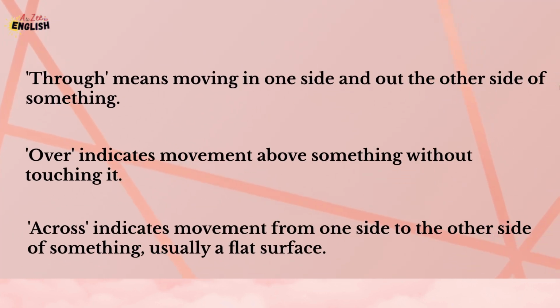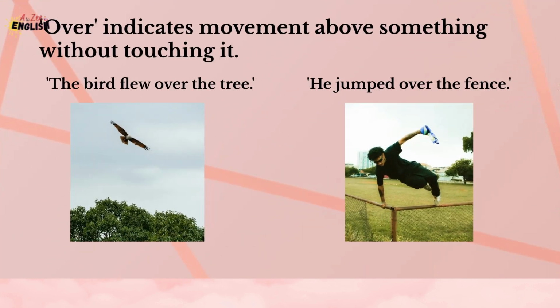Next one is over. Over indicates movement above something without touching it. For example, the bird flew over the tree. Here the preposition over indicates the path or trajectory of the bird's flight relative to the tree. It describes how the bird moved in a position above and beyond the tree's height, suggesting that the bird's flight path extended vertically above the tree as it passed from one side to the other.